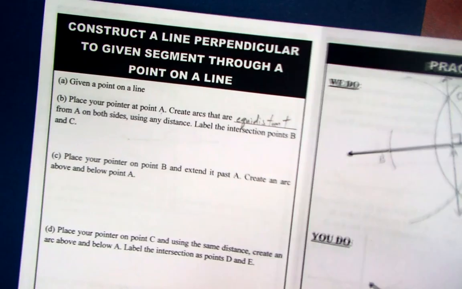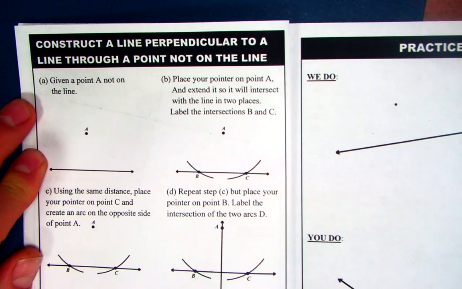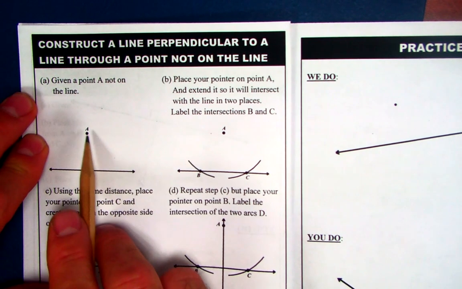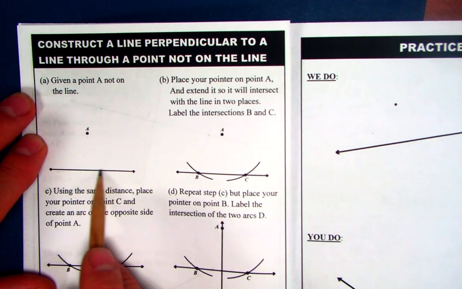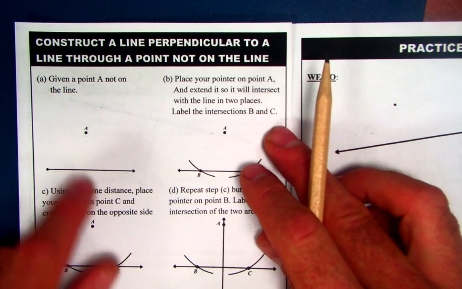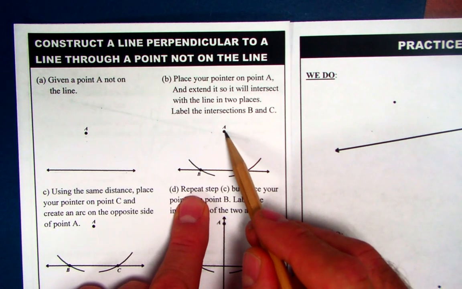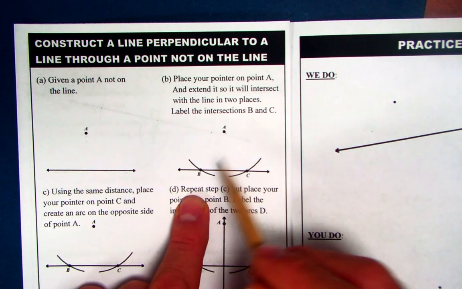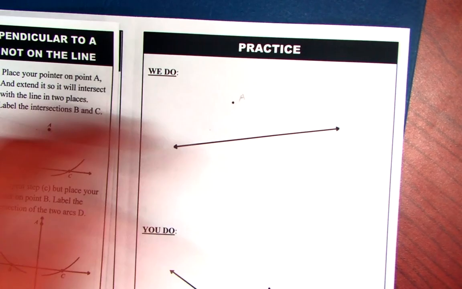All right, last construction. Well, this time we're going to construct a line that's perpendicular to a given line, but through a point that's not on the line. So we're going to construct a line perpendicular to this one through that point. Okay, so the steps are given. Once you have a point and a line, we're going to put our pointer at A and extend it so it'll intersect our line in two places, and that'll give us 2 points. Okay, so we'll do that first step over here. There's our point off the line.